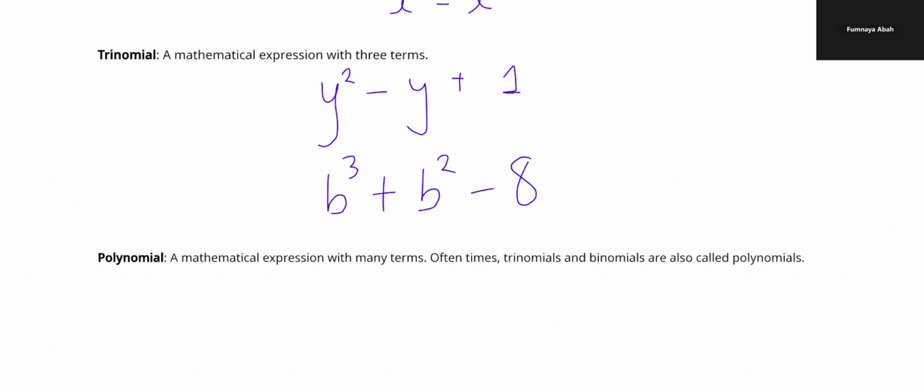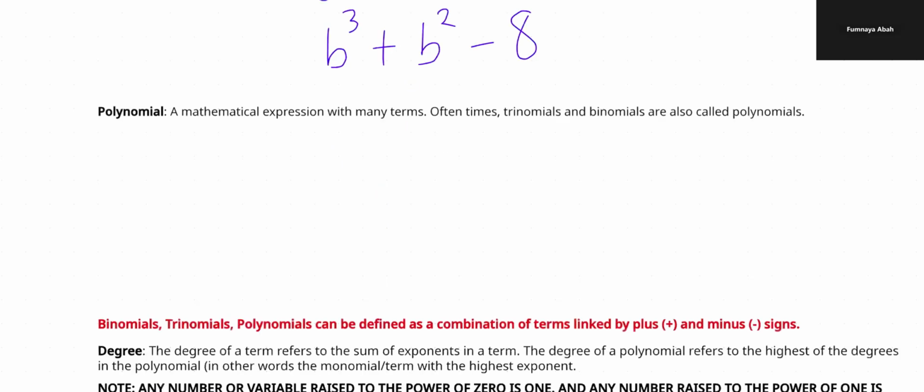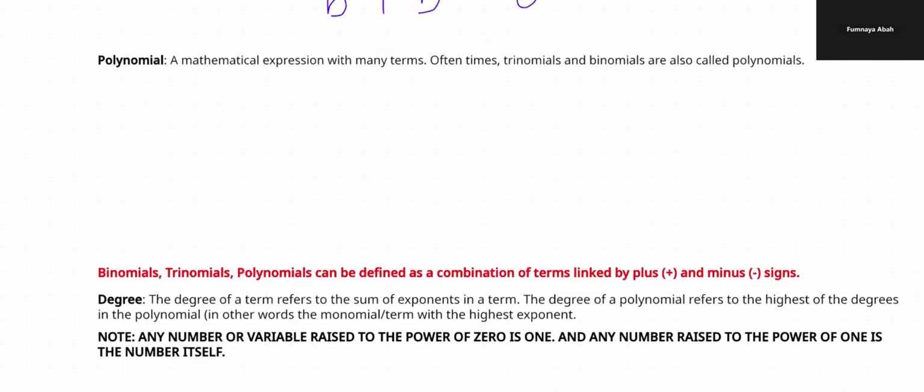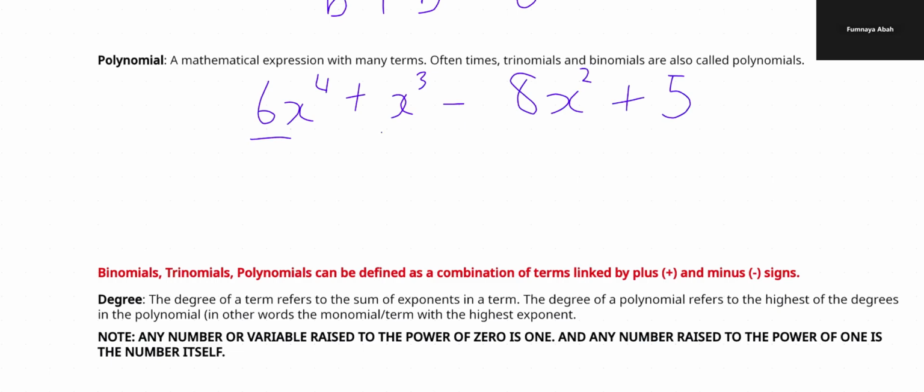And then finally, we have a polynomial, which is a mathematical expression with many terms. So something like 6x raised to the power of 4 plus x raised to the power of 3 minus 8x raised to the power of 2 plus 5. This is an example of a polynomial because it has 1, 2, 3, 4 terms. So this is classified as a mathematical expression with many terms. So this is an example of a polynomial.